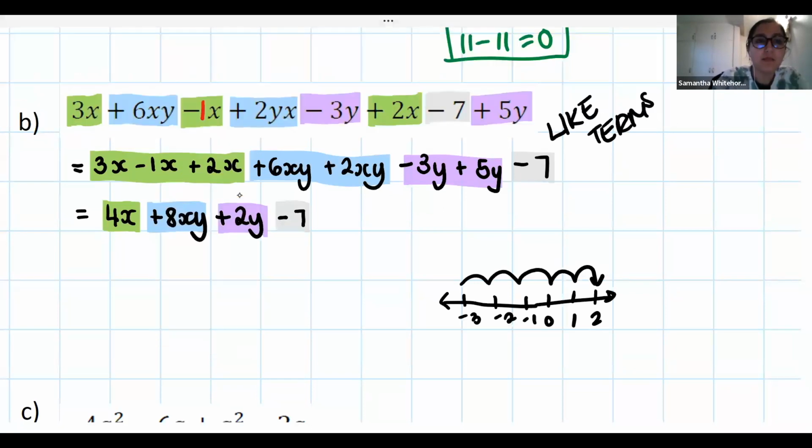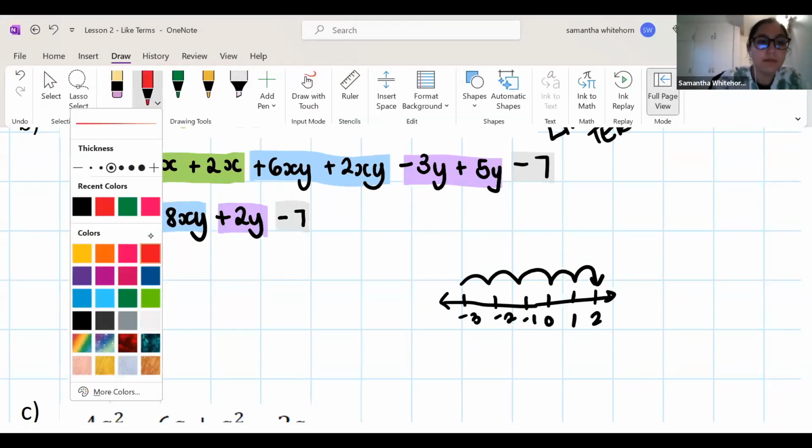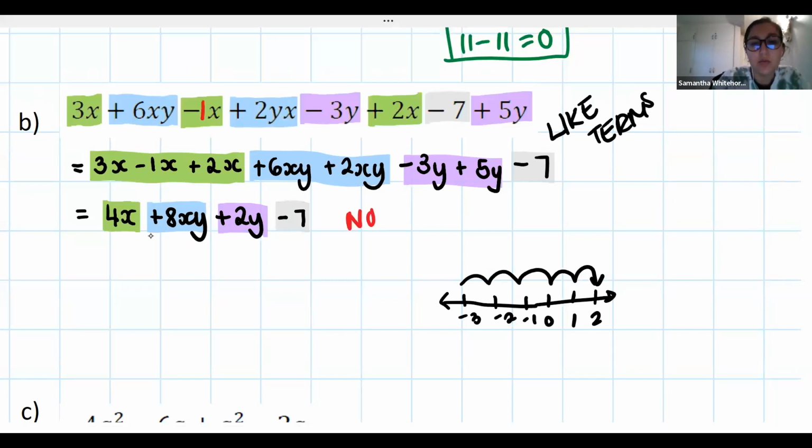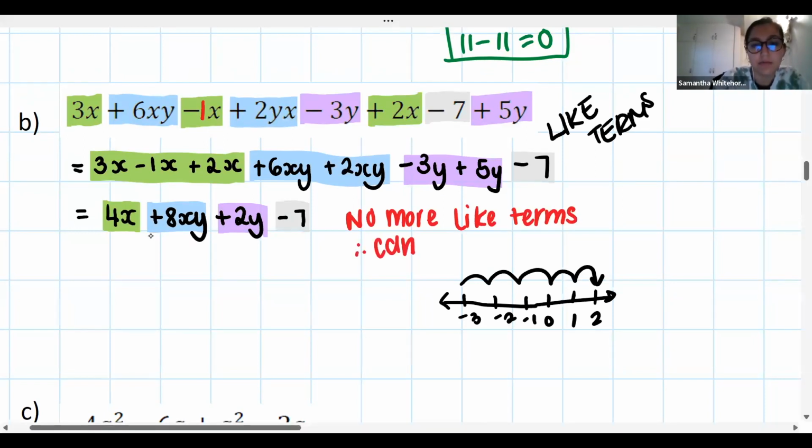Now, guys, at this point, very, very importantly, you have no more like terms, which therefore means that you cannot simplify further.